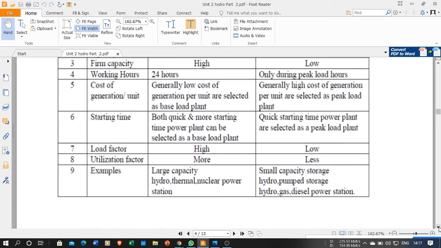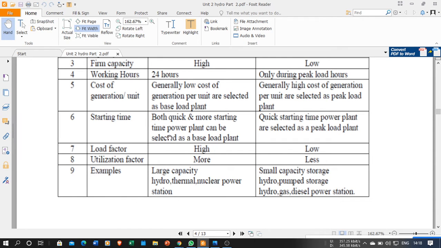Starting time for base load plant can be more, but for peak load plant it should be as small as possible. Okay, it should be hardly a few minutes. In case of base load plant, if its starting time is less then it is very good. But in case of a thermoelectric power plant or a nuclear power plant, the starting time is in hours, that may be 12 hours to 48 hours also. So basically the starting time of the base load plant is quite high as compared to the peak load plant.